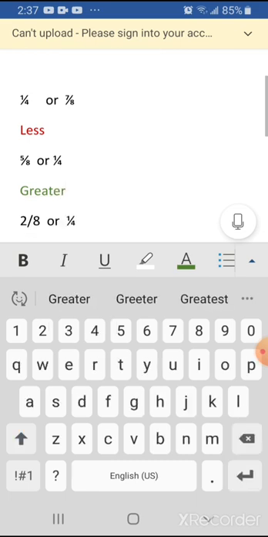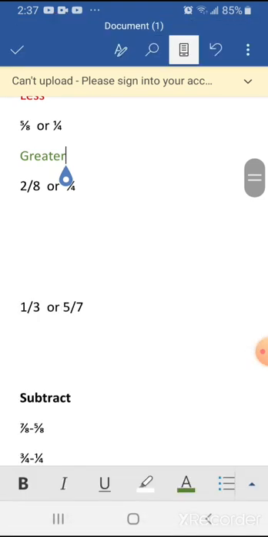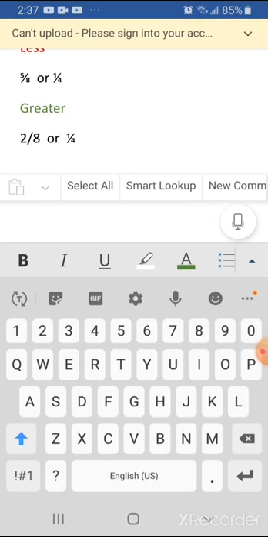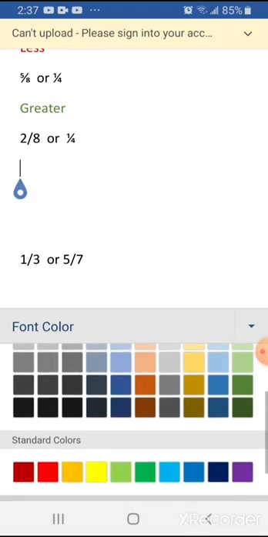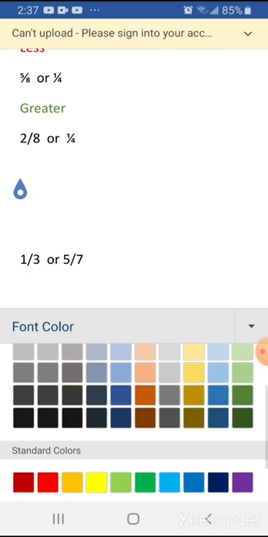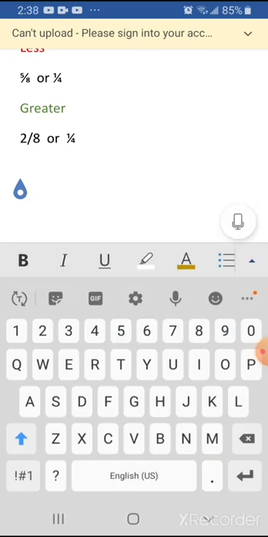Okay, I did not mean to do that. Then, for this final one, we're going to go through it again. Or 1 quarter. Which do you think is greater?